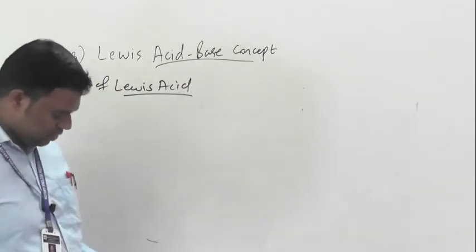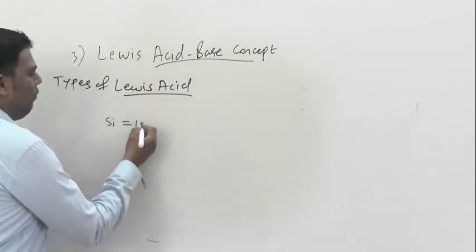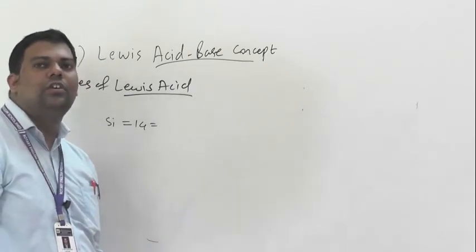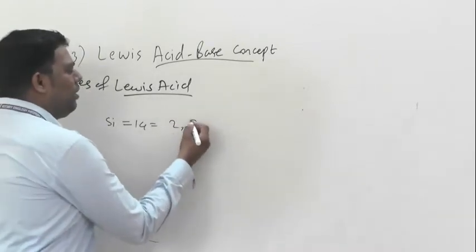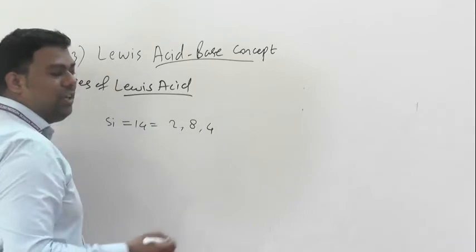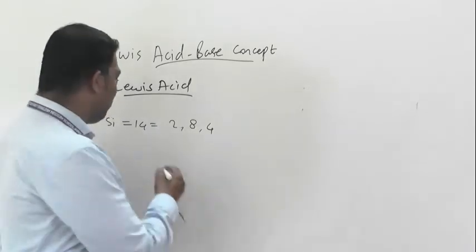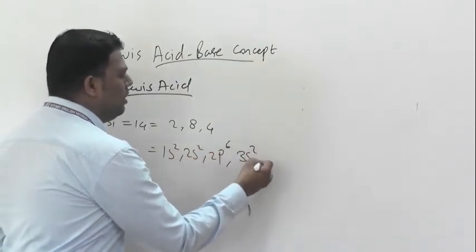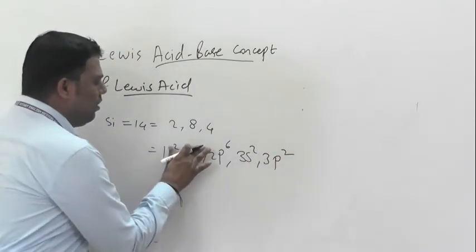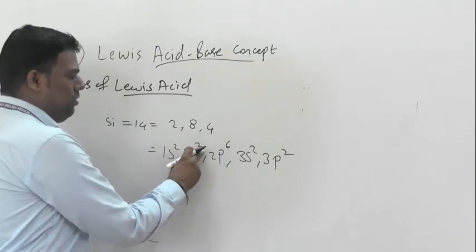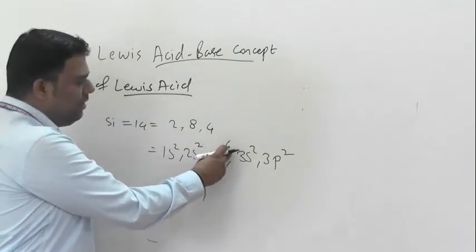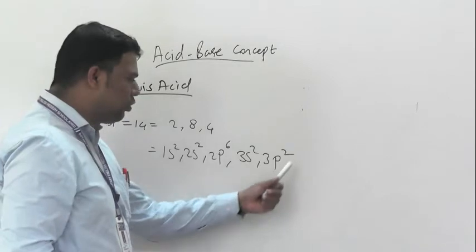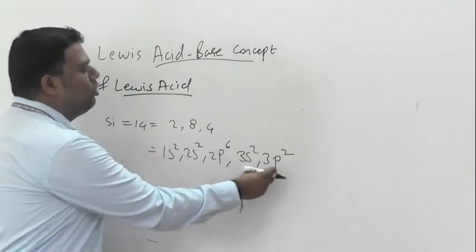See here, Si, silicon, atomic number 14: sodium, magnesium, aluminium, silicon, phosphorus, sulfur, then here 2, 8, 4. But with the help of advanced theory, the electronic configuration is like this: 1s2, 2s2, 2p6, 3s2, 3p2. You are observing here 2 plus 2 is 4, 4 plus 6 is 10, plus 2 is 12, and 12 plus 2 is 14. So 1s2, 2s2, 2p6, 3s2, 3p2.